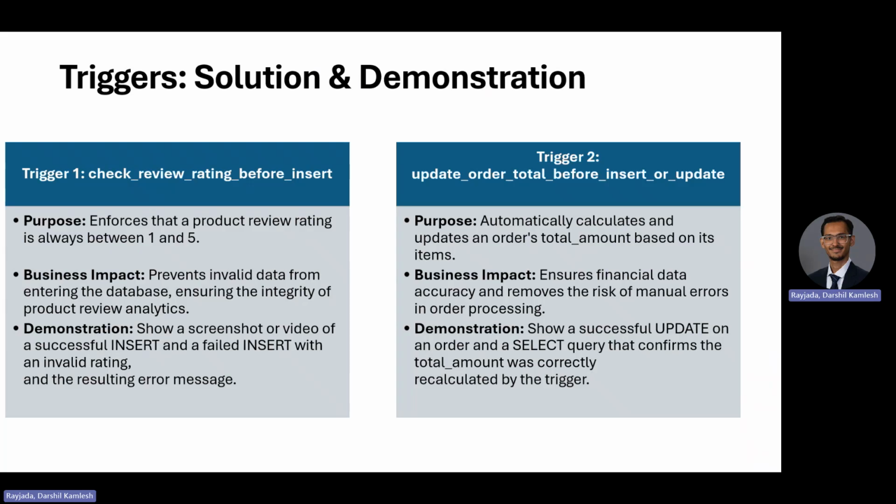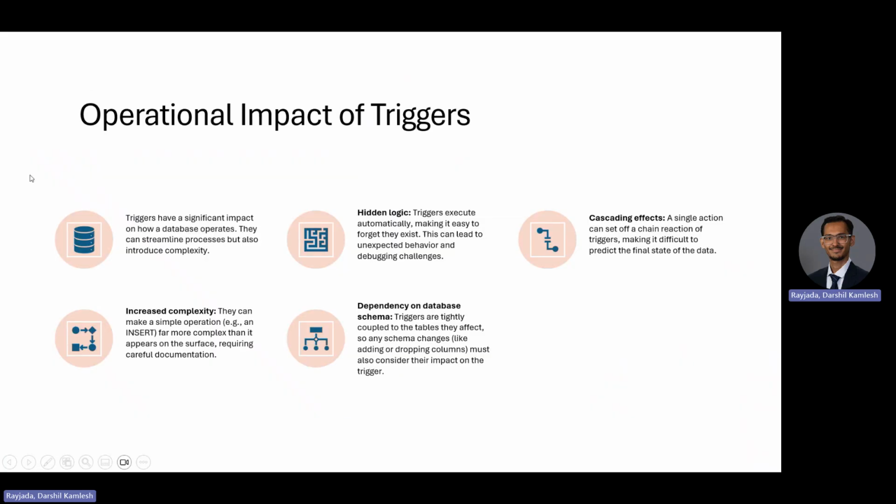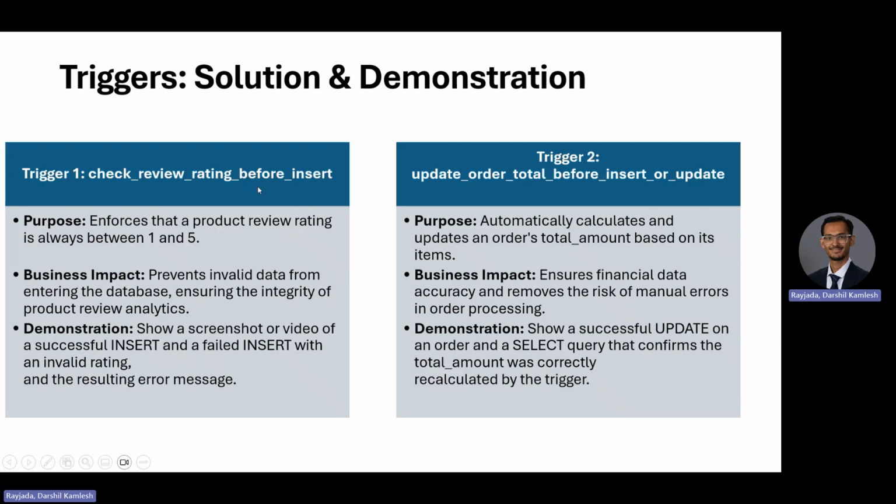When you add items into your cart, the total updates automatically. The triggers ensure the database matches what the consumer sees, even if multiple systems are involved. And this way, no matter how orders are processed, the data remains accurate. So yeah, I have created these two triggers. One is to check review rating before insert, and second is to update order total before insert or update. And I have mentioned the business impact, which I just said, and demonstrations.